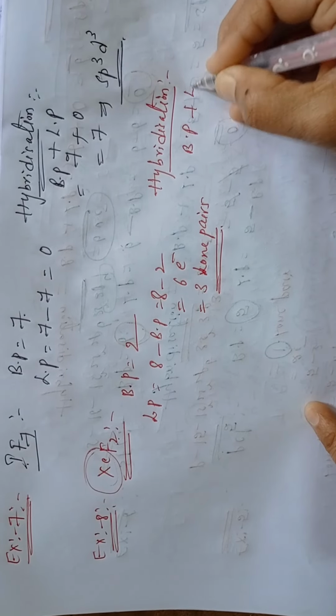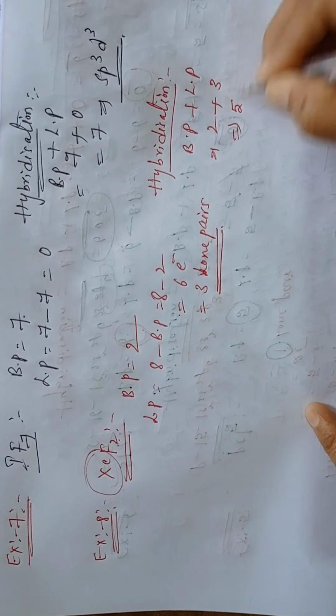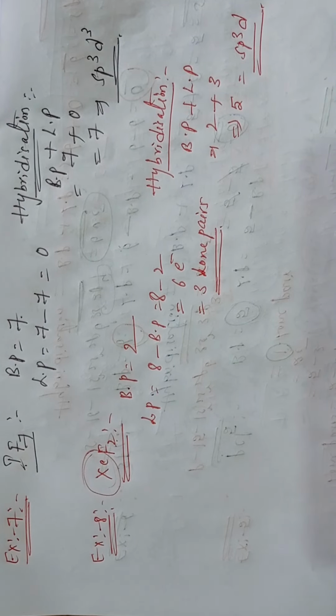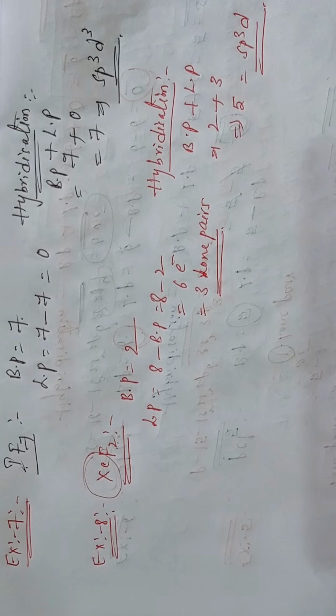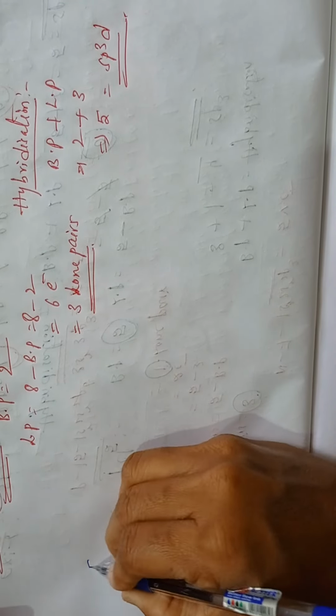Bond pairs plus lone pairs. Bond pairs 2, lone pairs 3. Total 5. 5 means which hybridization, students? sp3d hybridization. Are you clear? XeF2 is sp3d hybridization. Now take one more example, students, example 9.